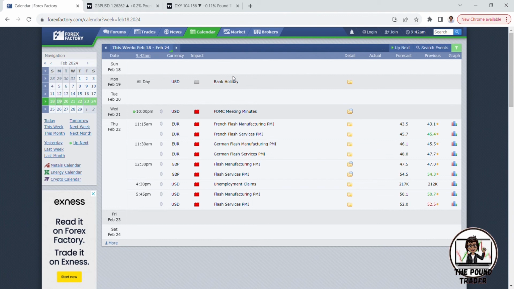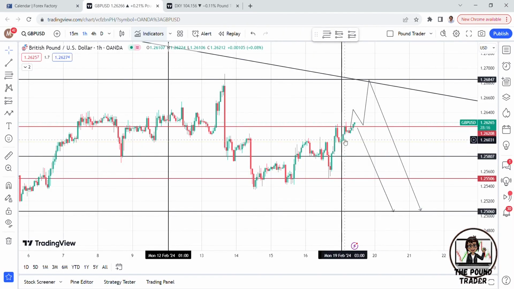Looking at the calendar today, we have a bank holiday. The next time we have news is on Wednesday, USD, East African time. Thursday, we have lots of Euro news, Pound news, and USD news. And on Friday, we have nothing. So I'll be watching out for such a move today. Hopefully I get a sell from around here and maybe some rejections around here. But I guess we'll just have to wait and see.